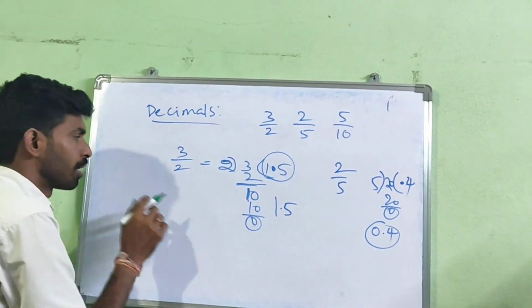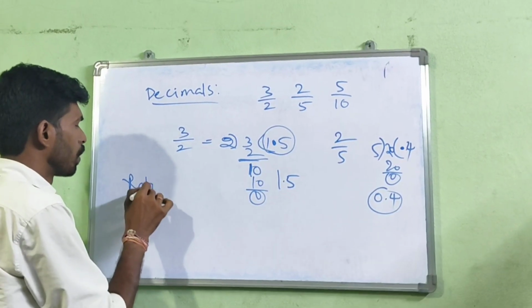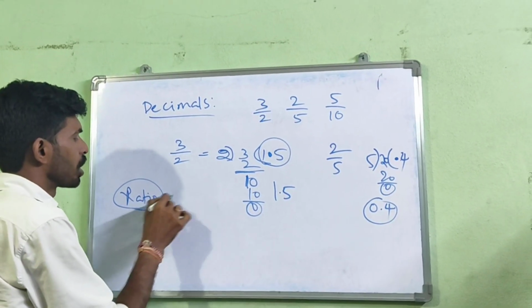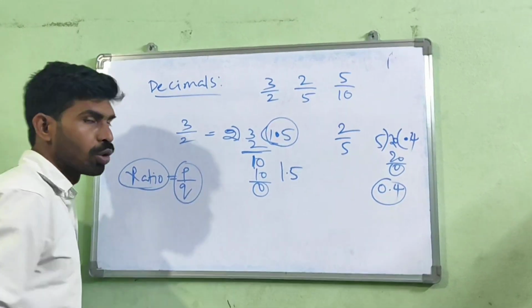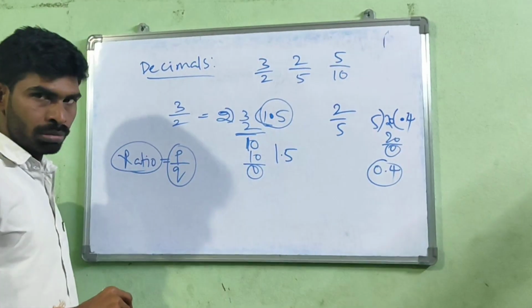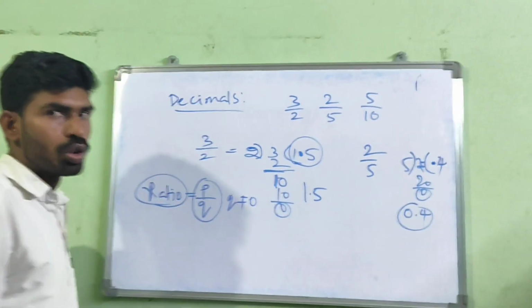Now, how can we write it in ratio form? Okay, see what is a ratio? A ratio is nothing but a number in the form p/q. Q should not be equal to 0. Q should not be equal to 0.